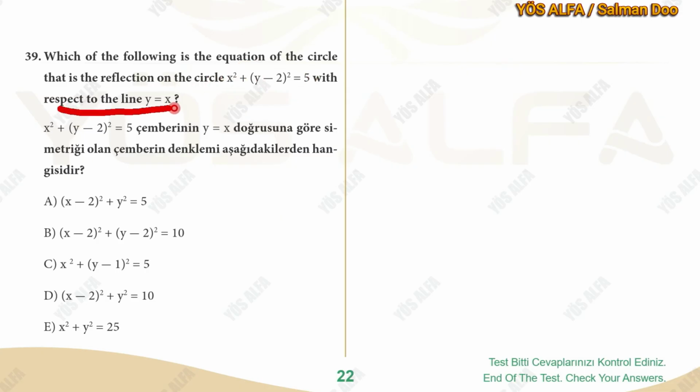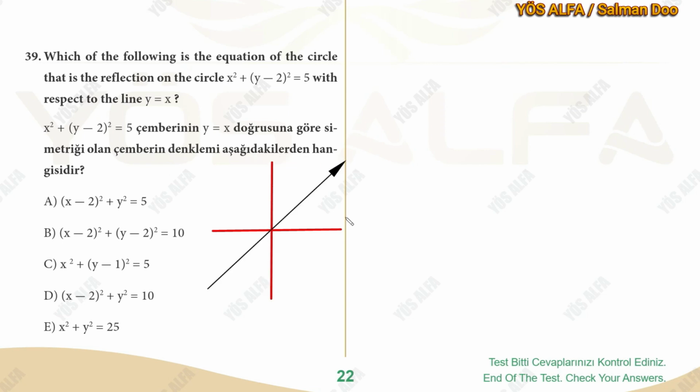39. Which of the following is the equation of the circle that is the reflection of the circle with respect to the line y is equal to x? So we're given the equation of the first circle, and it's going to be reflected about this axis, and we'll have a second circle, and we're asked to find the equation of that circle. So let's draw a figure so we can see it clearly.